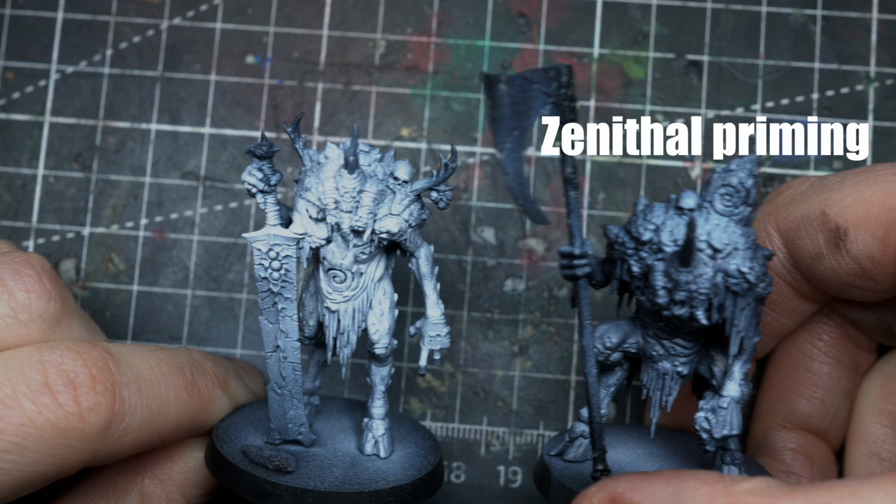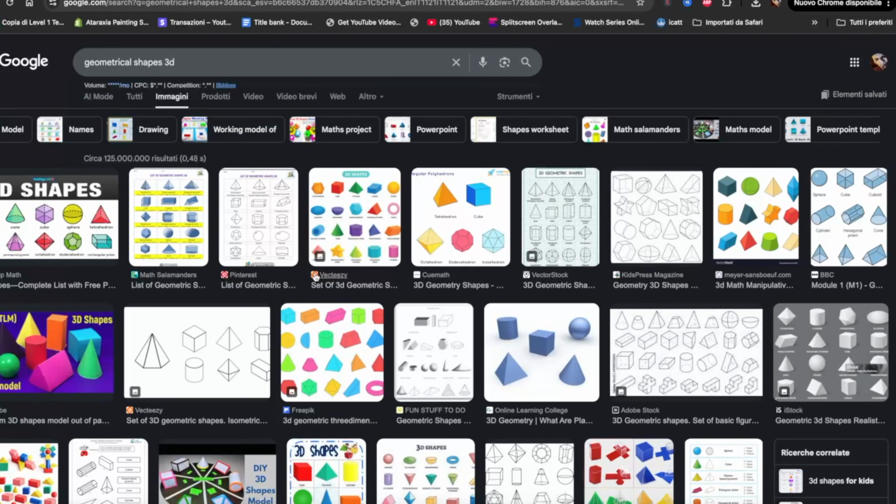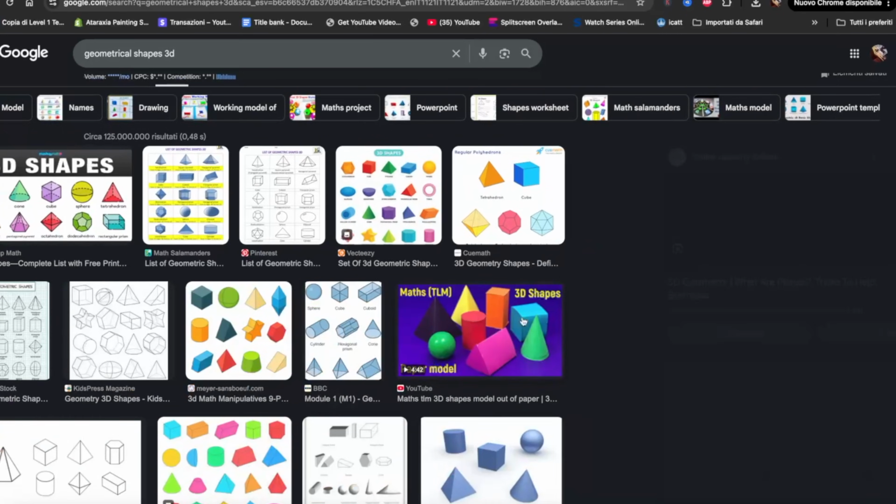Here's a couple of things that really didn't help. Number one, the zenithal priming thing, which made me utterly perplexed and didn't help me at all understanding volume, especially because I didn't have an airbrush, I had a rattle can. So no. Number two, looking at geometrical shapes, which maybe possibly helped a bit, but actually not really.